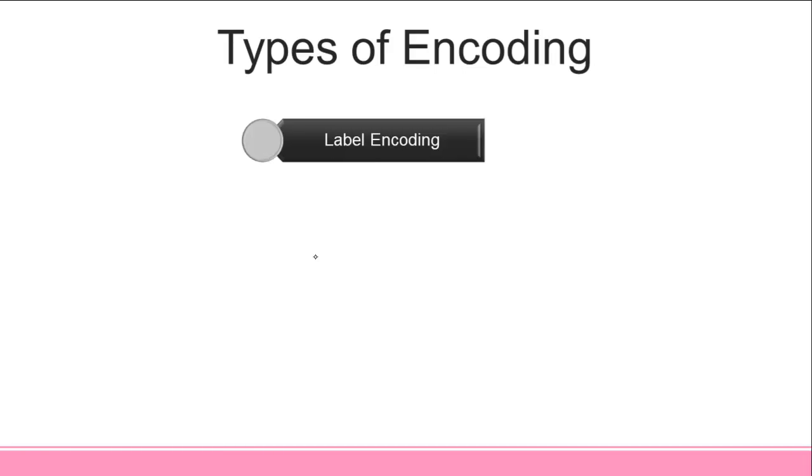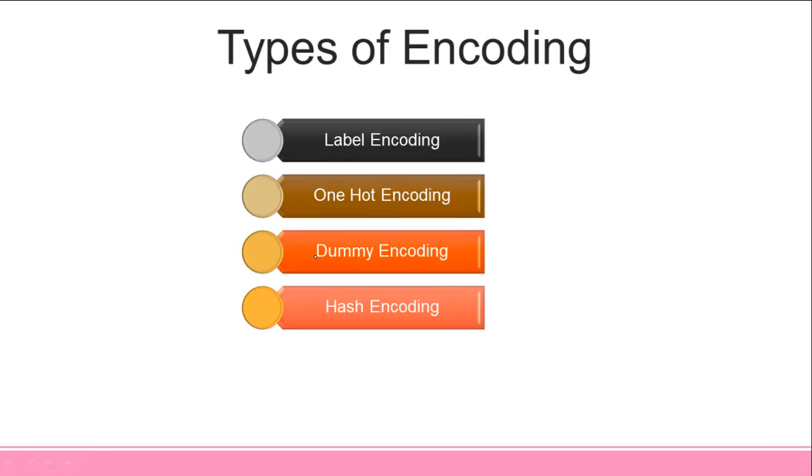Coming to the different encoding schemes available, there is no limit on the type of encoding schemes. You and me know well. I am going to concentrate only on the basic encoding techniques. First comes the label encoding, then one-hot encoding, dummy encoding, hash, and then binary encoding. These are the 5 we are going to talk about.